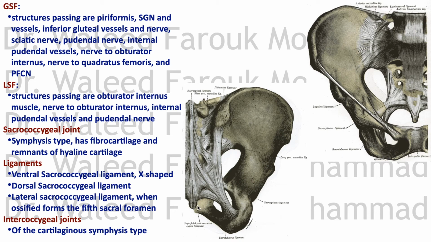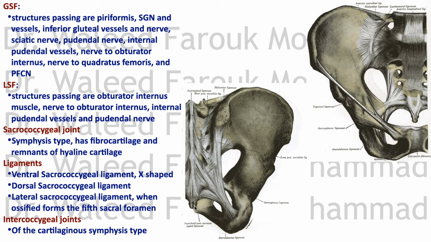This is because it may be ossified on one side and not the other. So this makes what's called the fifth sacral foramen. It's not a foramen in the bone, it's between the bone and its lateral sacrococcygeal ligament. Pay attention to this in X-rays. It's a normal finding in X-rays of old people.